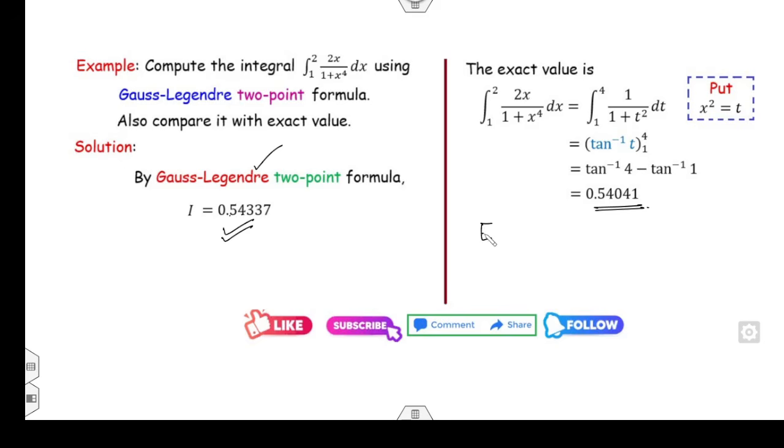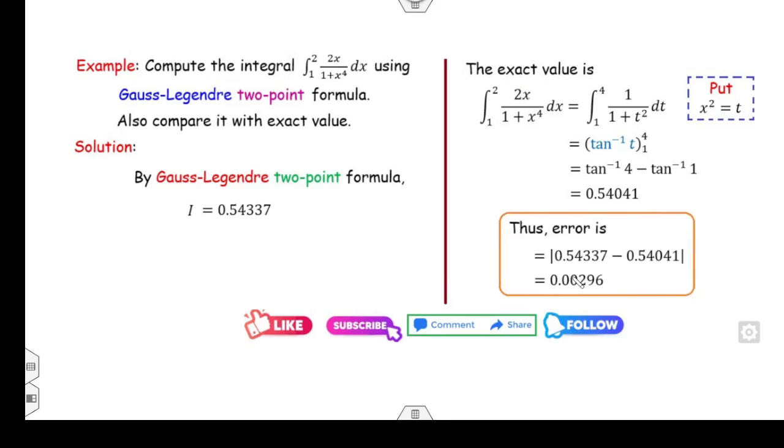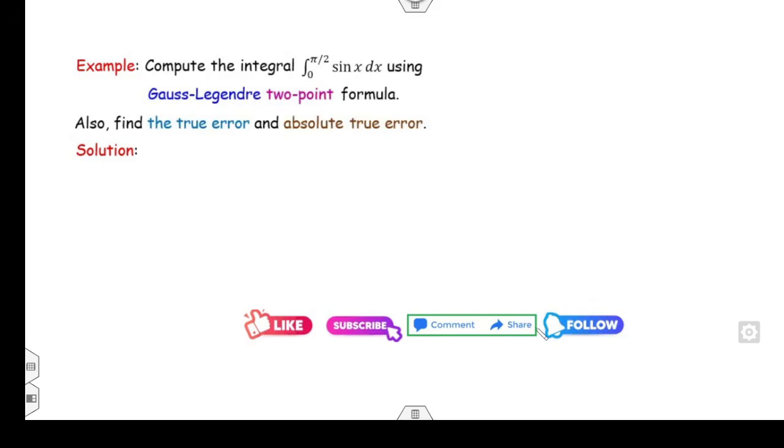By using the Gauss-Legendre formula, the answer is 0.54337. So you can see there is an error. So what is the error? The exact value minus the approximate value. Always remember, whenever we solve by the Gauss-Legendre formula, we always get the approximate value. Fine. And this is called the exact value. So the error will be 0.00296, which is the right answer.